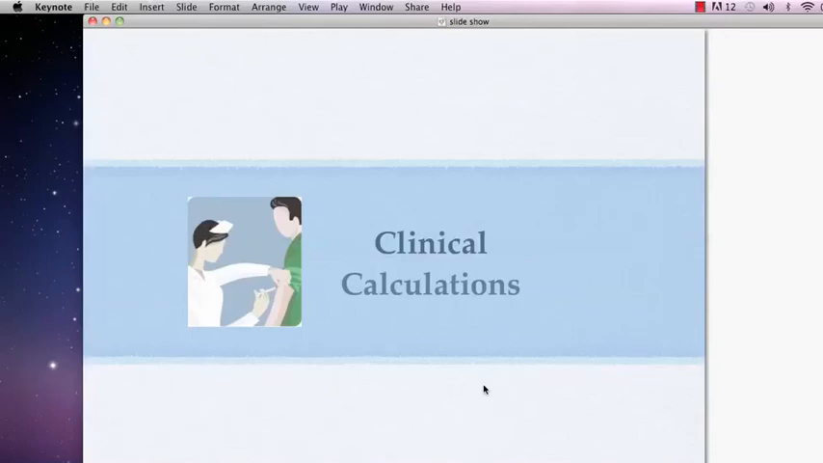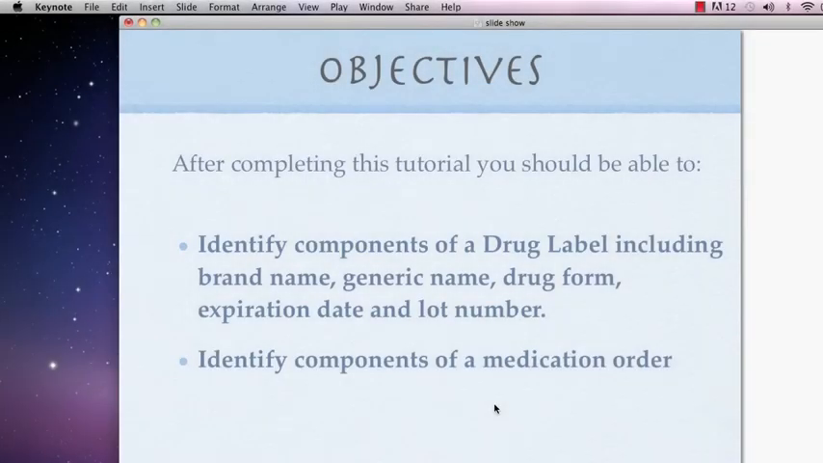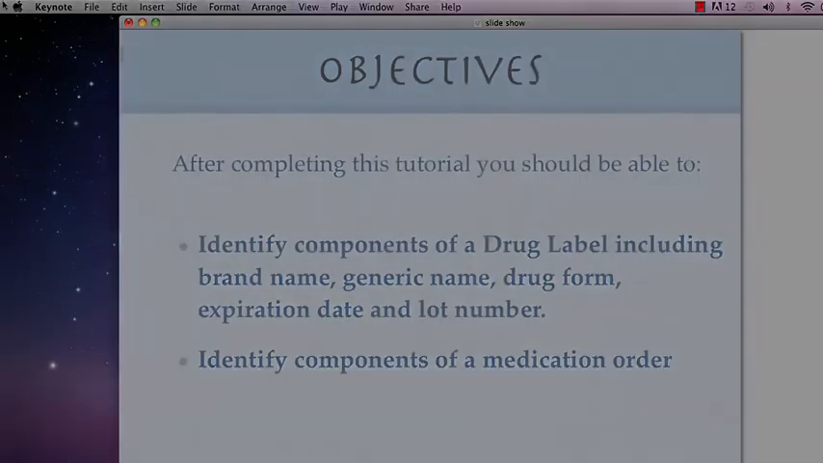Welcome to your first week of clinical calculations. In the next 10 weeks, you will develop the skills and tools necessary to administer drugs safely to each of your patients. This week, we will identify components of a drug label as well as components of medication orders. Both are critically important to you as a nurse.